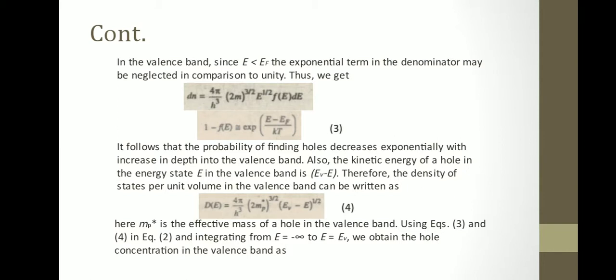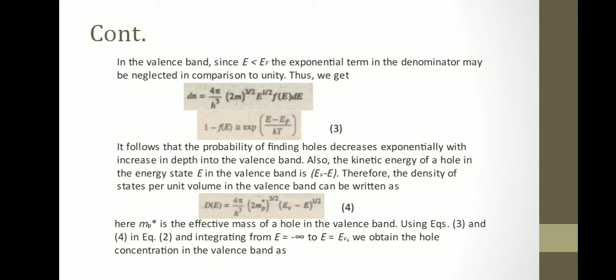Also, the kinetic energy of a hole in the energy state E in the valence band is EV minus E, since E is less than EV. Therefore, the density of states per unit volume in the valence band can be written as D of E is equal to 4 pi by h cube (2 mp) raised to power 3 by 2 (EV minus E) raised to power 1 by 2. Here mp is the effective mass of the hole in the valence band.